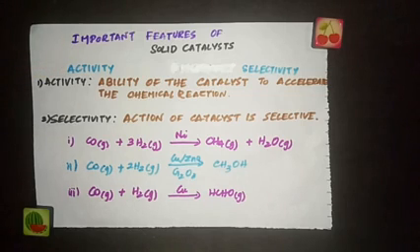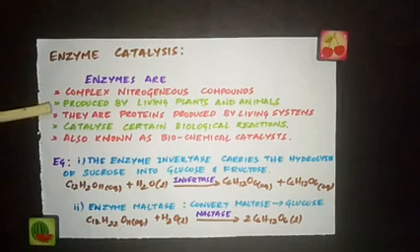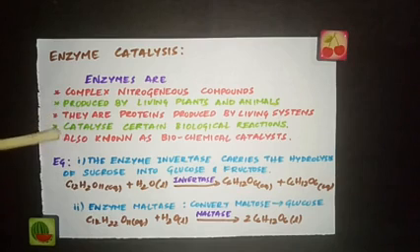As we are talking about catalysis, which means the chemical processes in which catalysts are used, a very important type of catalysis is enzyme catalysis, because enzymes play a very important role in catalyzing biological reactions. Before moving on to enzyme catalysis, let's see what enzymes are. Enzymes are complex nitrogenous compounds. They are produced by living plants and animals. They are proteins produced by living systems. They can catalyze certain biological reactions, and so they are also known as biochemical catalysts.